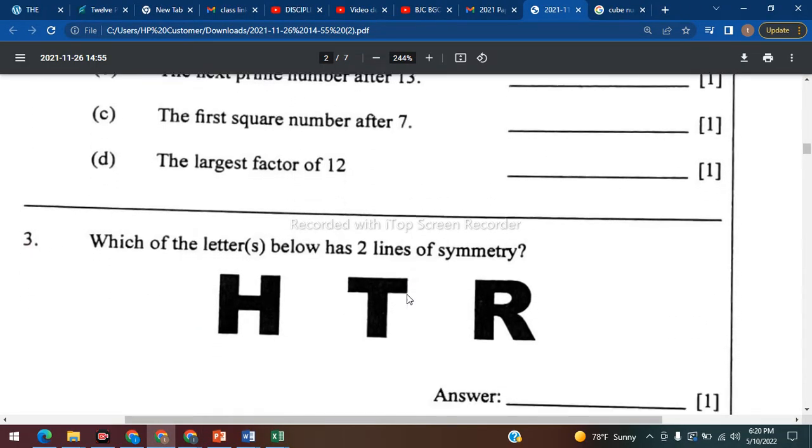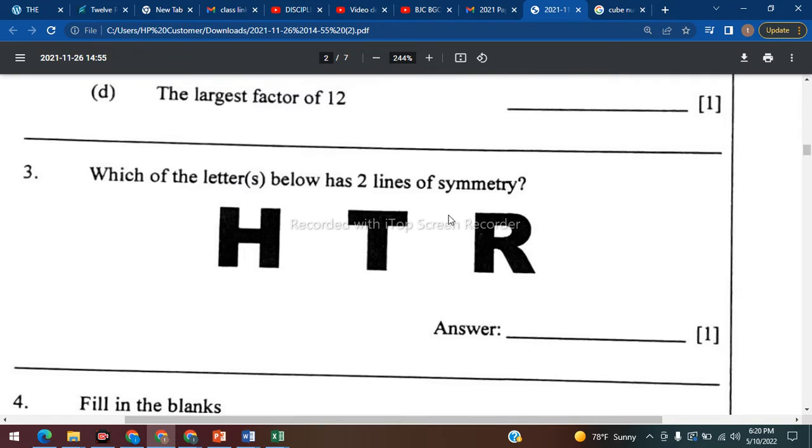Which letters below has 2 lines of symmetry? H. Very good. How many lines of symmetry does T have? 1. And how many lines of symmetry does R have? None. Very good.